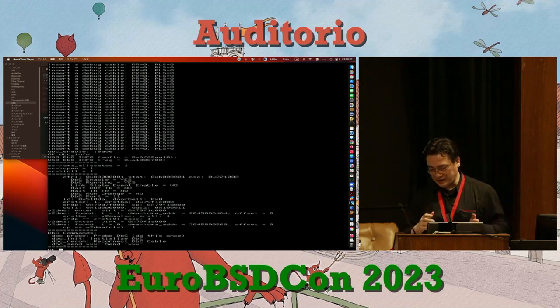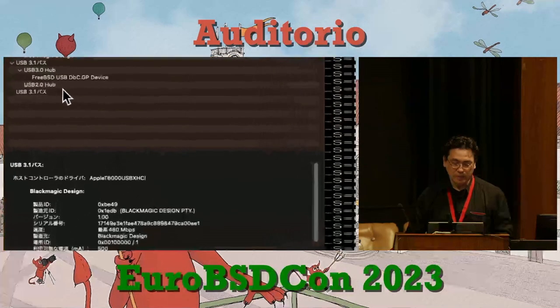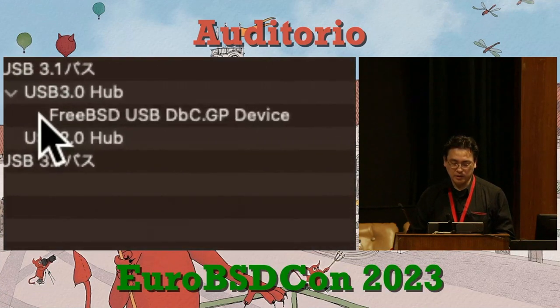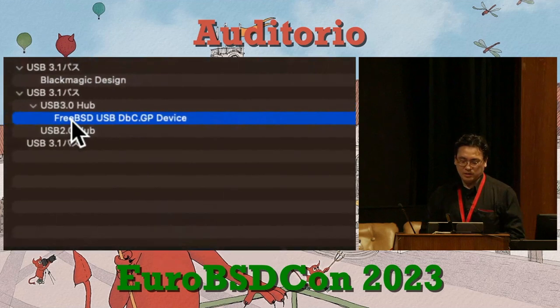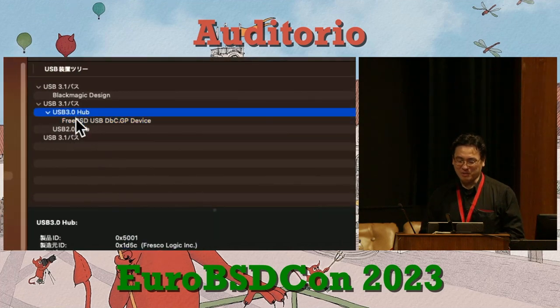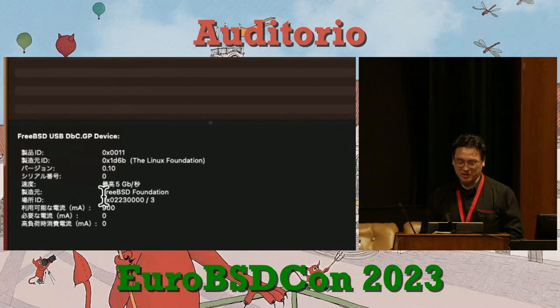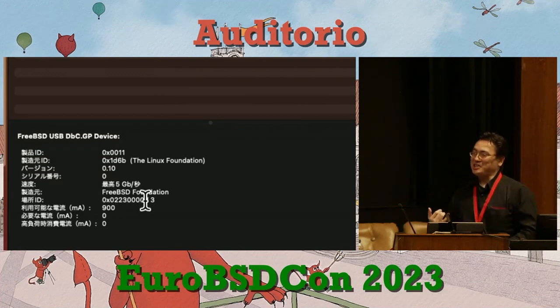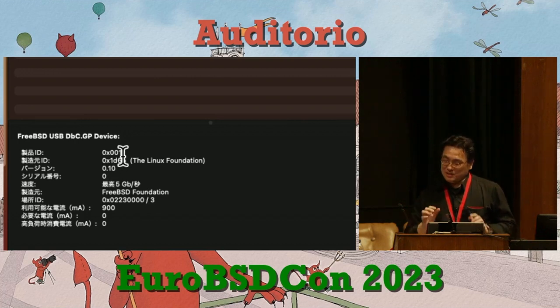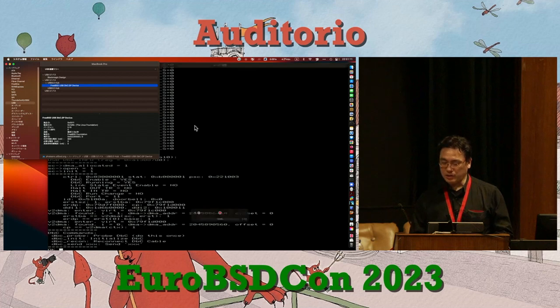acting as a device. It's connected to my MacBook. So the MacBook can detect this device like this. It's pretty easy to know why there are Japanese characters. This is the Japanese version of the MacBook. But USB 3.0 detects the FreeBSD USB DBC device. And yeah, the manufacturer is the FreeBSD Foundation, but this string can be changed in the driver. But yes, this is one of the steps that checks if your hardware can work with the debug capability.